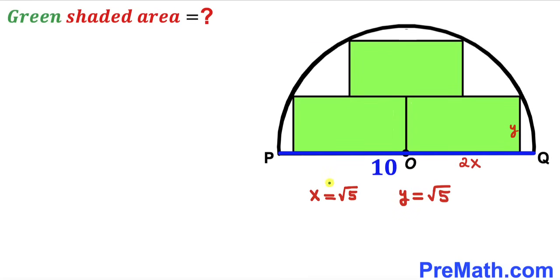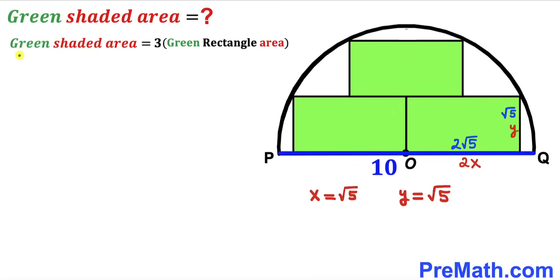Thus our x value is square root of 5, and likewise the y value is square root of 5 as well. So the length of this rectangle is going to be 2 times x, that is 2 times square root of 5. And likewise the width of this rectangle is y, and y is square root of 5. Now let's make an observation. We can see that this green shaded region area is simply 3 times the area of this green rectangle. So our task is to calculate the area of this green rectangle first.